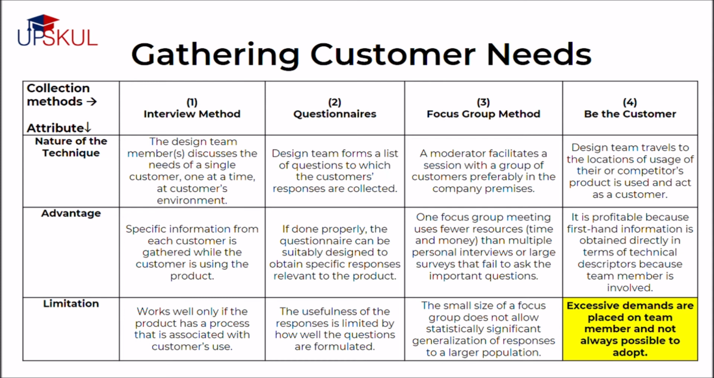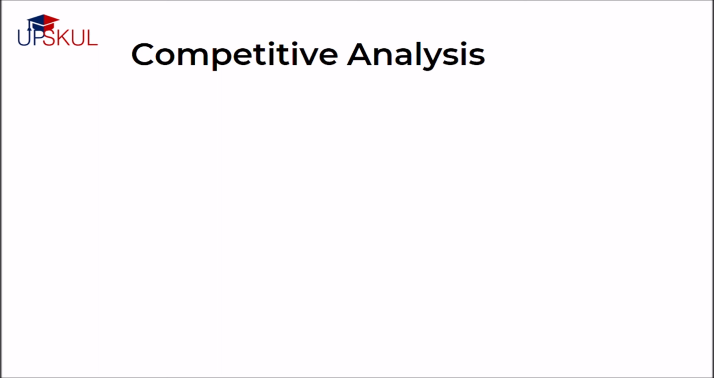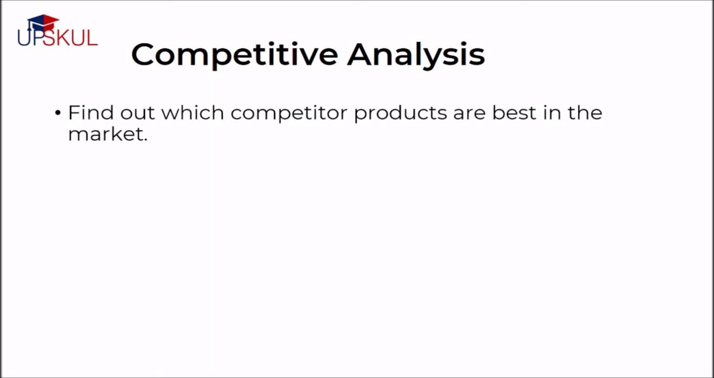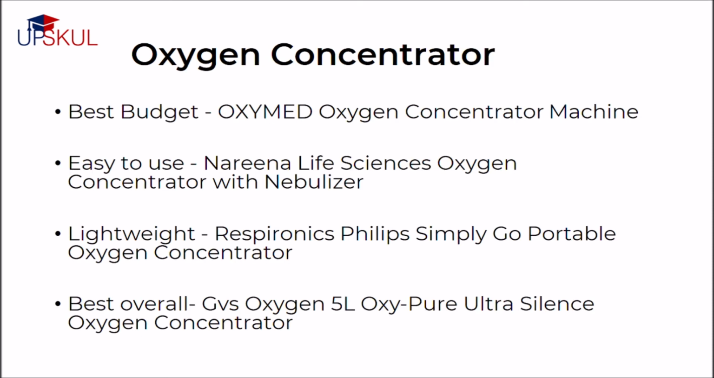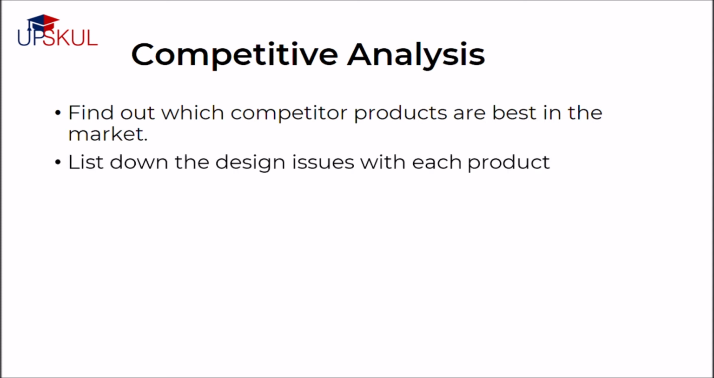Next, coming to competitor analysis. First, find out the competitor products that are best in the market. Nowadays there are various comparison sites like Compare Raja, Gadgets Now, which provide feature comparison and customer satisfaction about each product. These are a few oxygen concentrators that are best in their category. Next, list down the design issues with each product. Now, the easiest way to find this is to go through the customer reviews of these products on shopping websites.